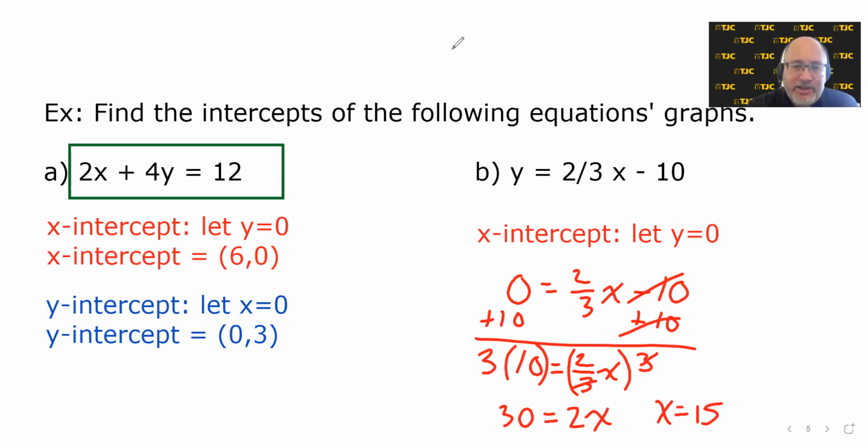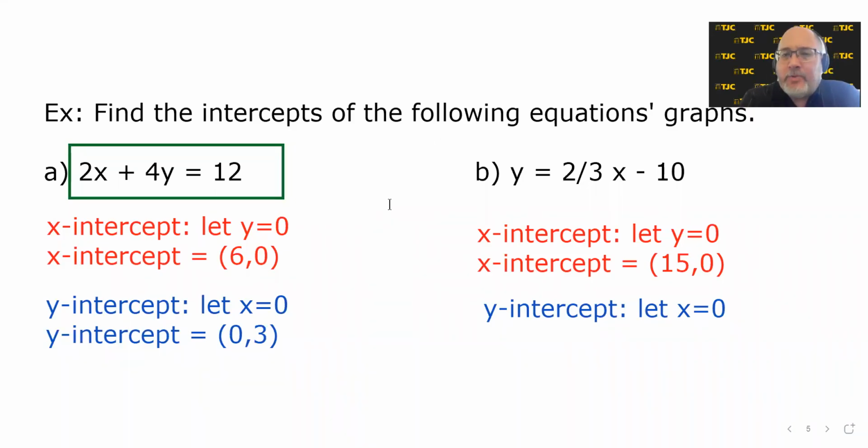Now, if you can look at the equation, imagine the y is 0 and solve it mentally, more power to you. But when it comes time to getting points, it's better to write it down and see it because it's easier to catch mistakes that way. So when we let y equal 0, we get x equals 15, and that's our x-intercept.